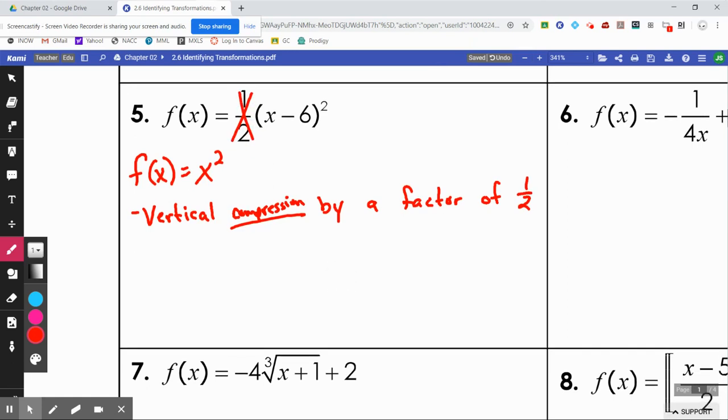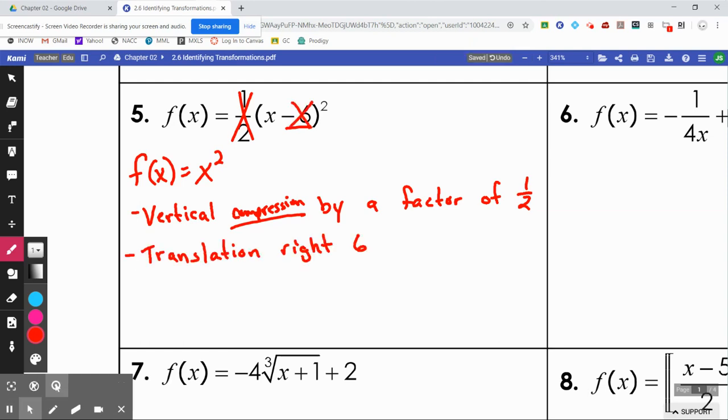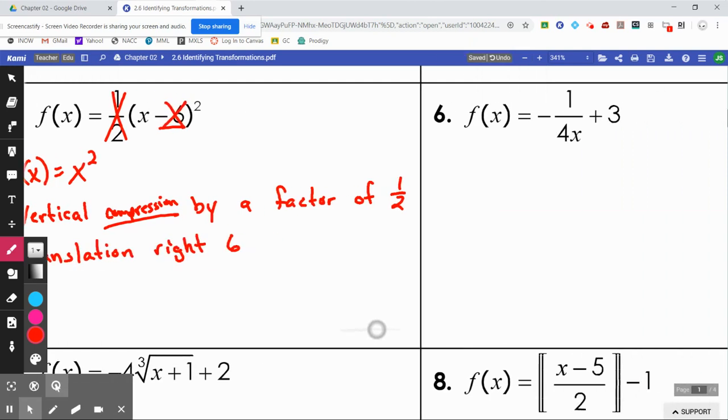And then the last thing that you've got is this -6 on the inside. A -6 would shift it to the right 6. It's opposite from what it says it would do. So that'd be a horizontal shift, or a horizontal translation, right 6 units. And that should be everything. Moving on to number 6.